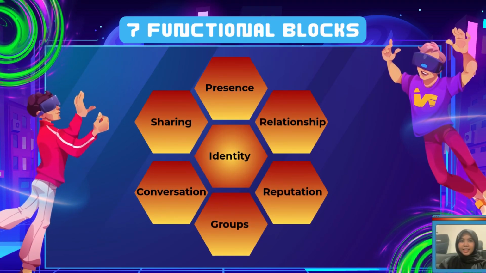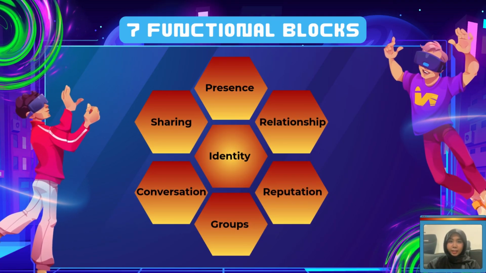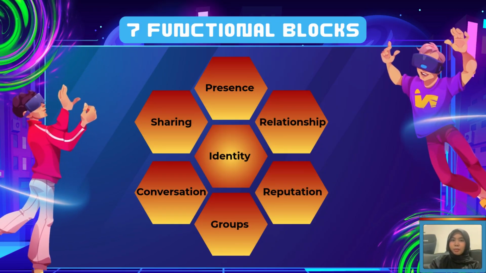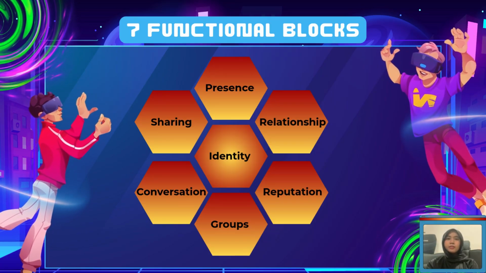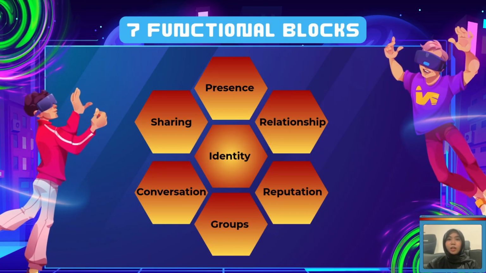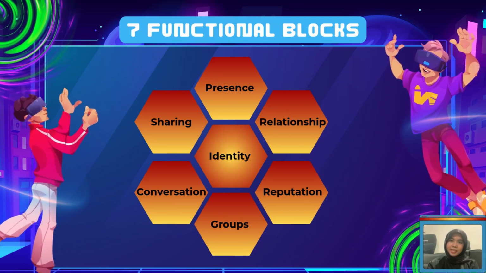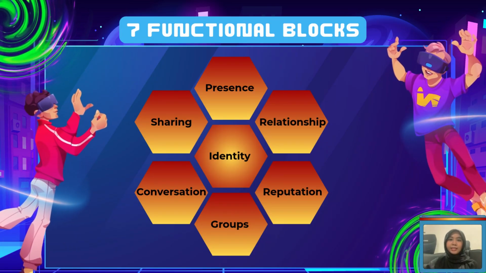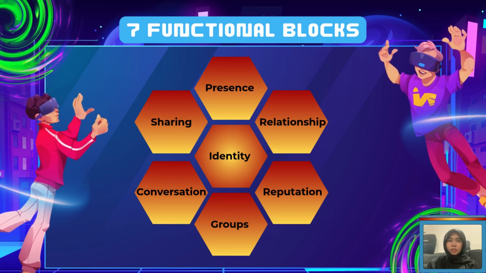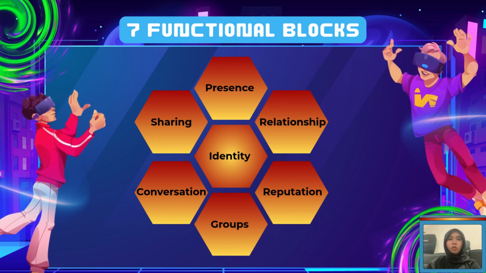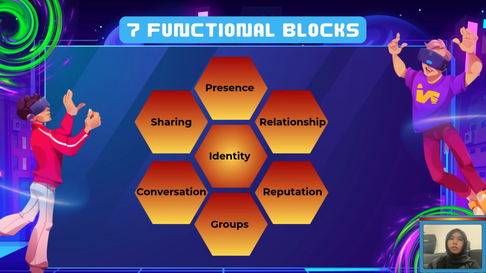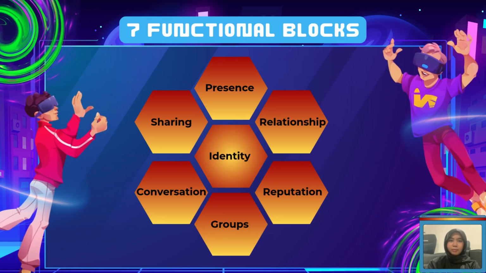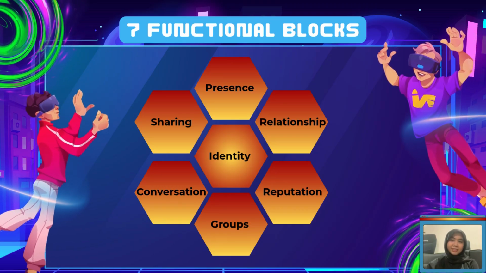Before we begin analyzing MDEC's social media use, I'd like to briefly introduce the framework we use. This framework is called the 7 functional blocks of social media. It consists of 7 key elements, which are identity, conversation, sharing, presence, relationships, reputation, and groups. These 7 blocks help us understand how social media works, not just in terms of posting content, but also in building engagement, trust, and community online. Let's take a closer look at how MDEC applies these blocks in their own social media strategy.